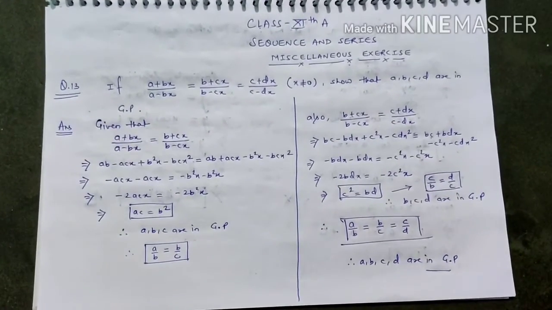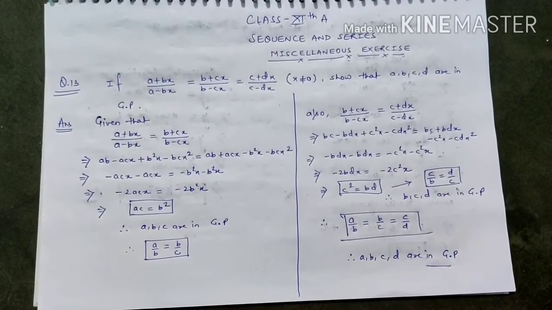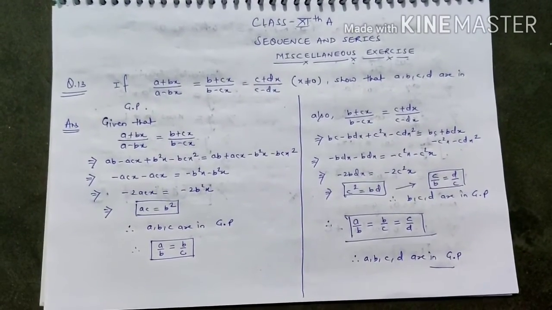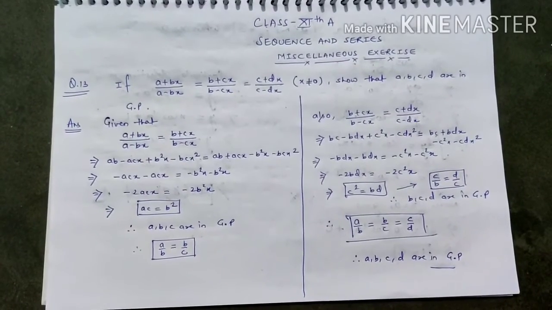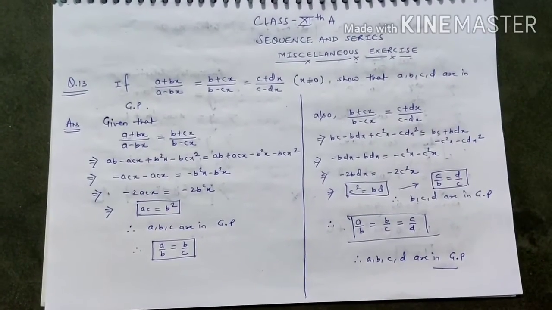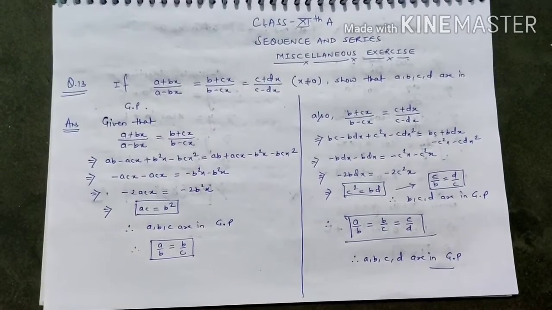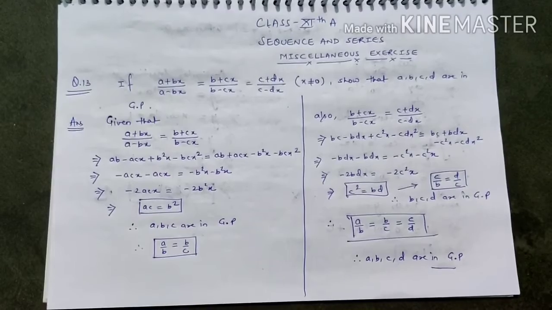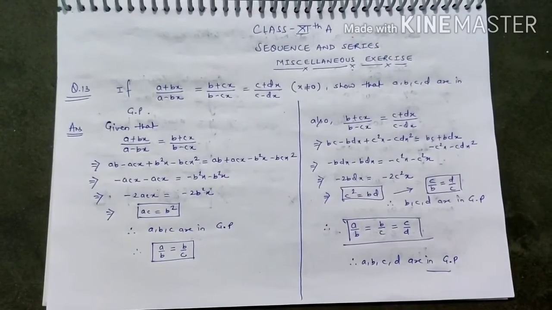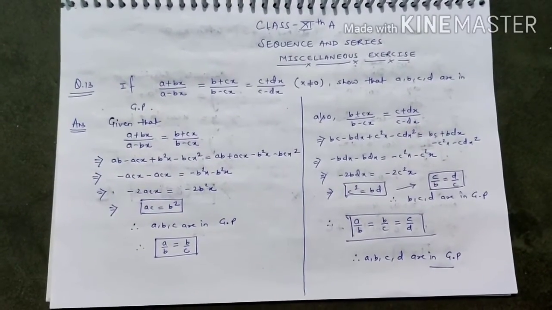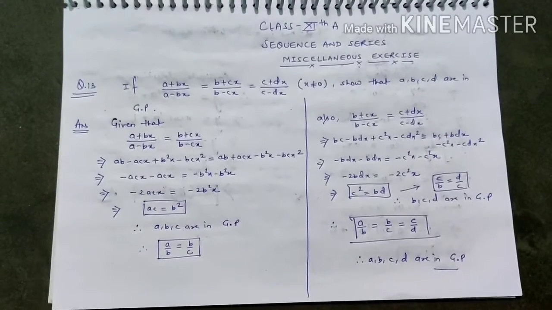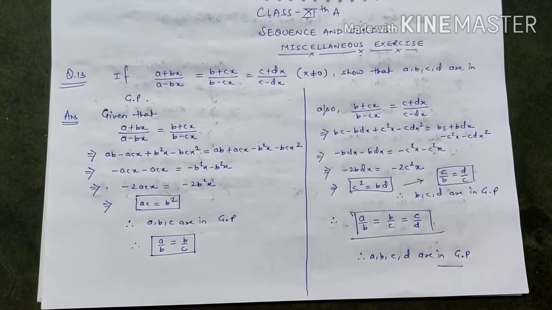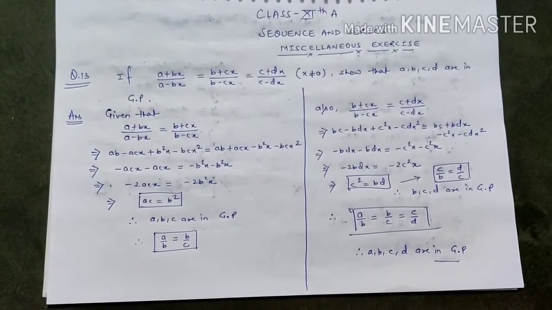If (a plus bx) upon (a minus bx) is equal to (b plus cx) upon (b minus cx) is equal to (c plus dx) upon (c minus dx), where x should not be equal to 0, we have to show that a, b, c, d are in GP. Now we can take the first two equations and cross multiply, and after simplification I got ac equal to b square. I have chosen the first two equations.